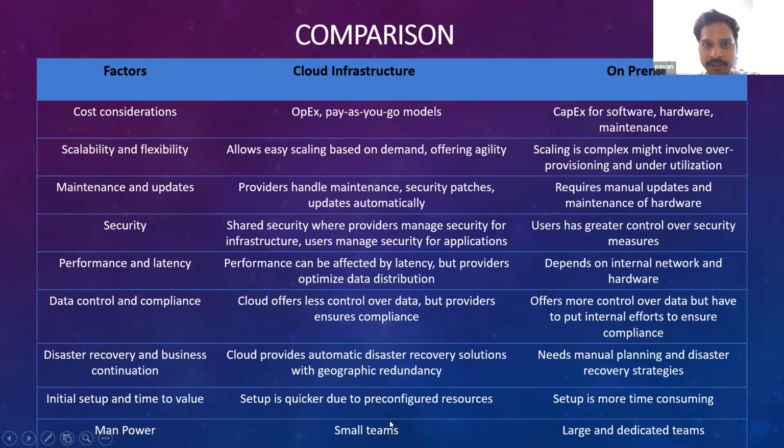And coming to manpower, companies following cloud infrastructure require small teams, like a development team, testing team, deployment, and database management, since a lot of maintenance is taken care of by the cloud. But if you come to on-prem servers, they require large and dedicated teams for each individual area, like a dedicated team for the hardware, a dedicated team for the software, and admin teams for the maintenance of the servers.